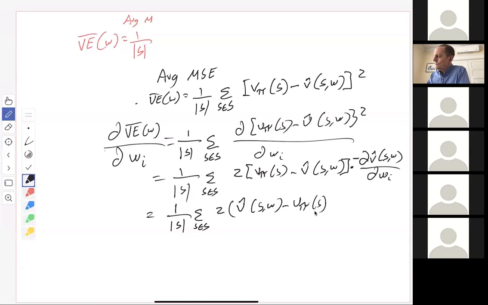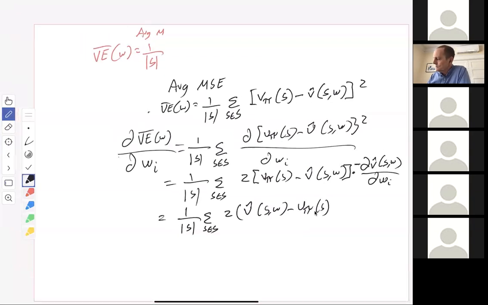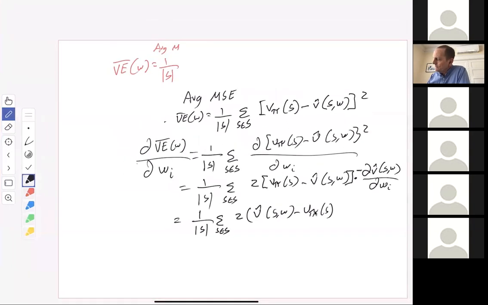So here's where it actually matters how we're representing V hat, right? Because that'll tell us what this derivative is. The other thing to keep in mind, though, is that we basically got this value multiplied by the derivative of V hat with respect to W sub I.